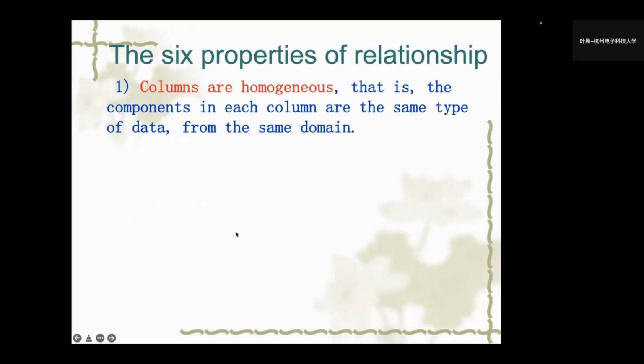First, columns must be homogeneous. That means the components in each column must be the same type of data from the same domain.